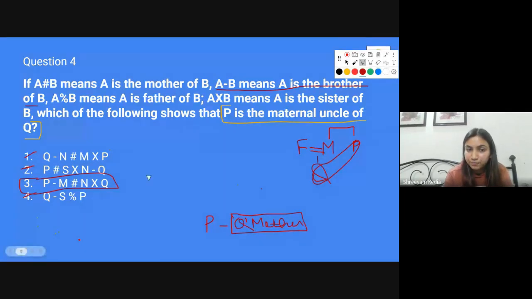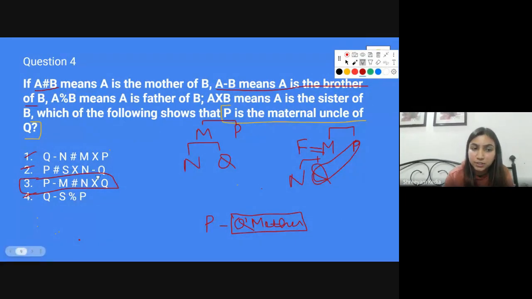So we already have one option which should be correct, but to make it clearer, to be sure, we see what is given next, which says M hashtag N, meaning M is the mother of N, right? So M has Q and N, and N is the sister of Q. So N and Q are siblings who have M as their mother, and then M has P as her brother. This is what the option is showing us, and based on this it's very clear that P would be Q's maternal uncle. So this would be the right option.